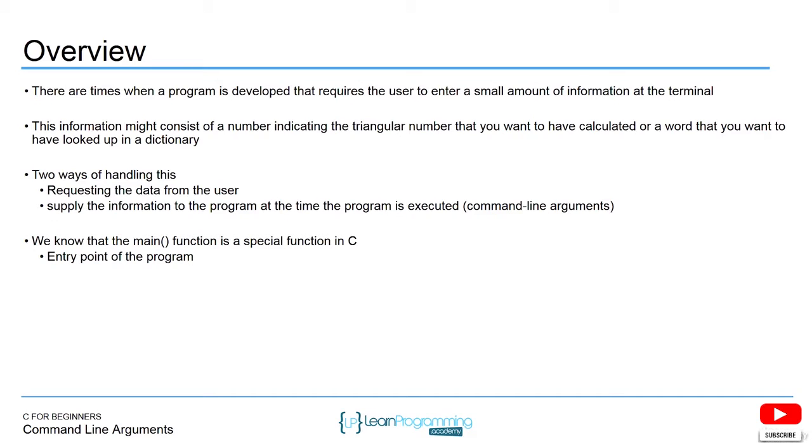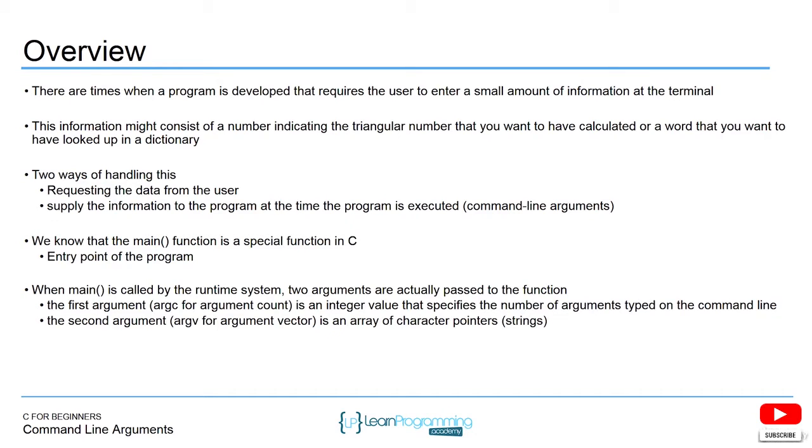And so we already know that every C program has a main function. This is a special function. It's basically the entry point of the program. It's also special because it can be used to get command line arguments. So when main is called by the runtime system, two arguments are actually passed to this function. The first one is the argument count: how much data is being passed to the program. It's an integer value. It specifies the number of arguments typed at the command line.